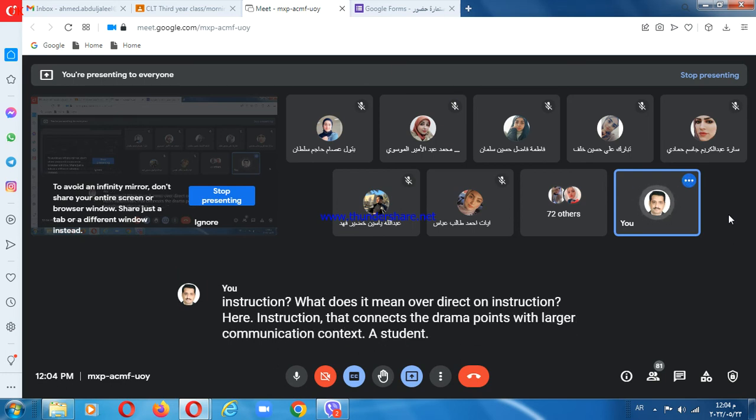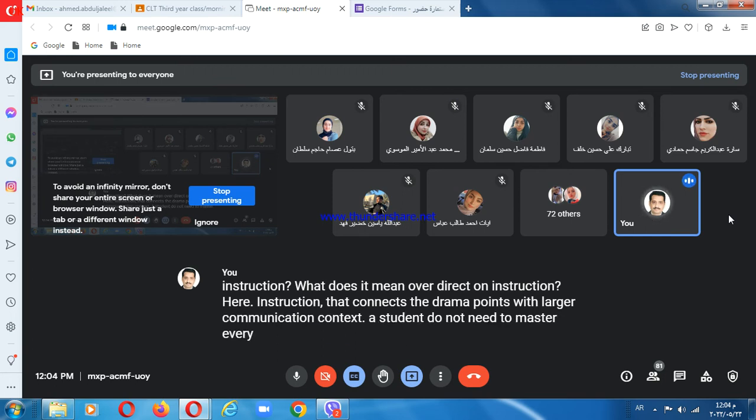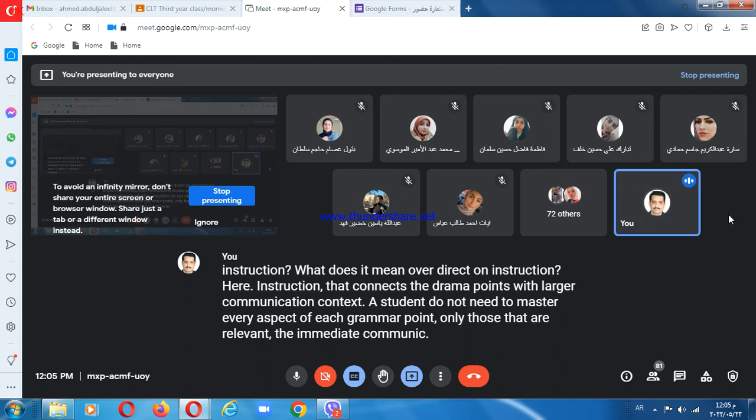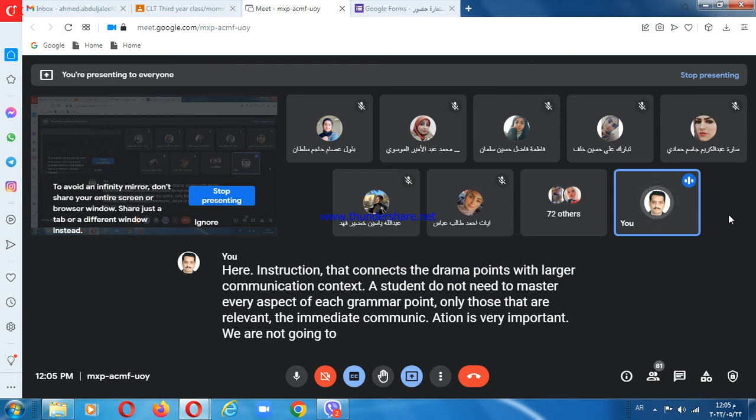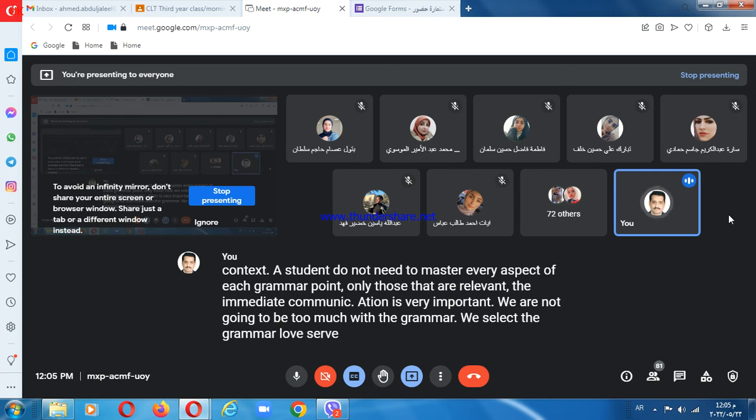Students do not need to master every aspect of each grammar point, only those that are relevant to the immediate communication task, and this is very important. We are not going to be too much with the grammar. We select the grammar that serves communication in a specific task.